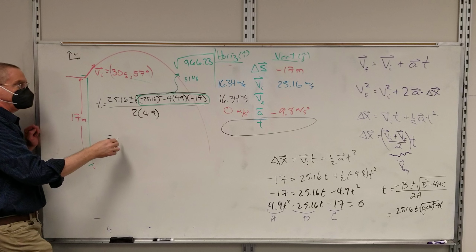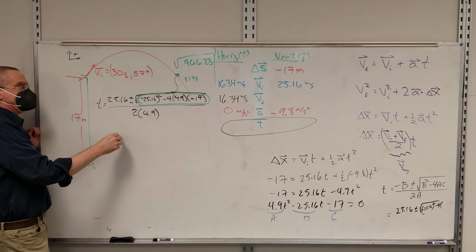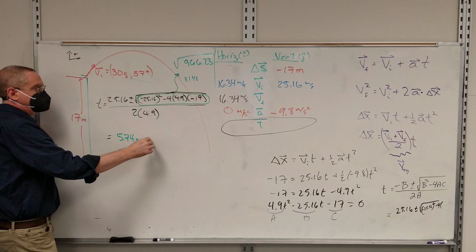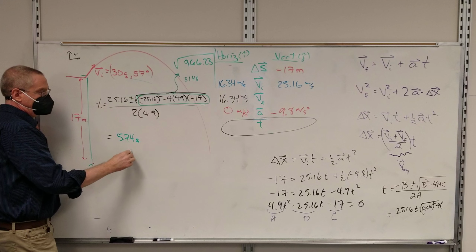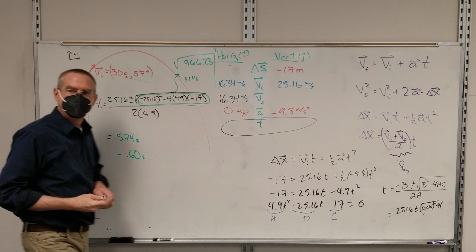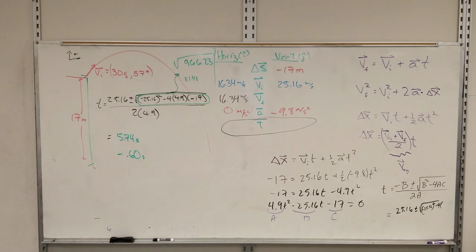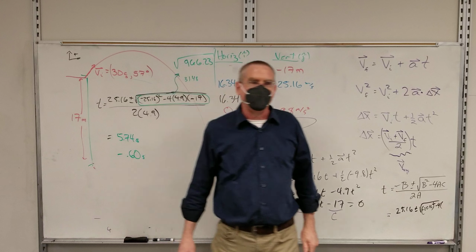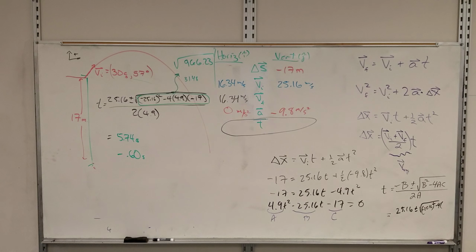All right, so what are my two solutions here? The final answer, I got 5.74 and negative 0.60. Anyone else get the same thing? Yeah. All right, got a couple nods on that. Obviously, which is the solution that would answer our question about how much time it's in the air? Positive. I heard somebody say it. Positive. Okay. What does the negative answer mean?